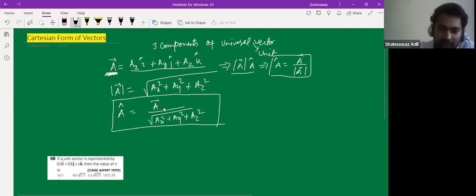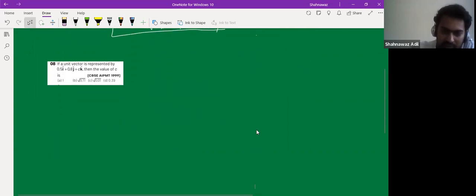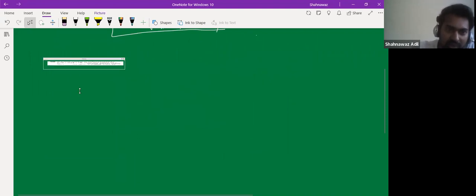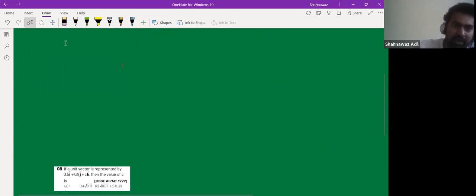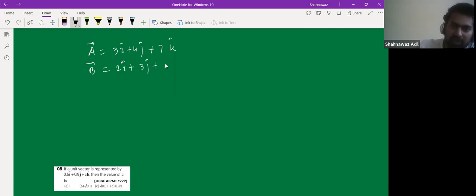Or let's say you have two vectors. We will do this question later. So let's say you have two vectors, A, which is let's say 3i plus 4j plus 7k. Okay. And there is another vector B, which is 2i plus 3j plus 6k.